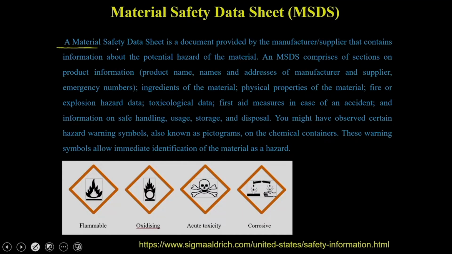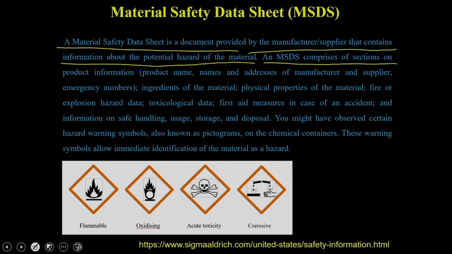A material data sheet is a document provided by the manufacturer or supplier that contains information about the potential hazards of that material. An MSDS comprises sections on product information, like the product name and the address of the manufacturer and the supplier. It will give you the emergency number. So, in case there is a spillage or an exposure to a particular person, you can call those numbers, and they will help you with solutions on how to handle it.